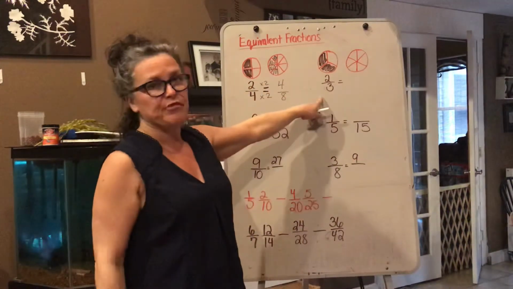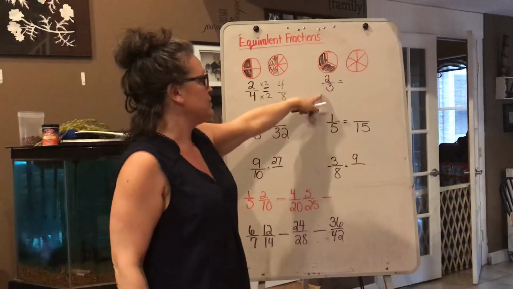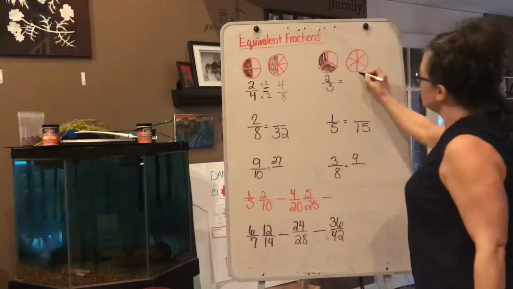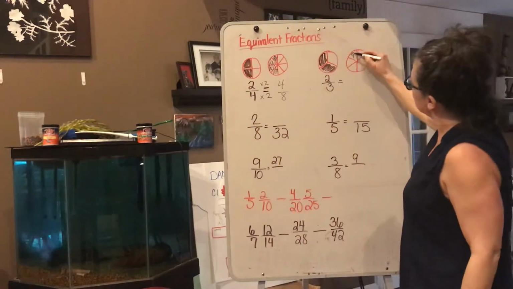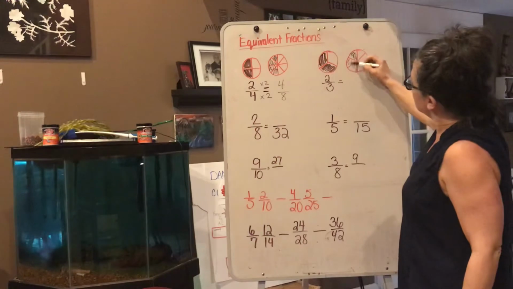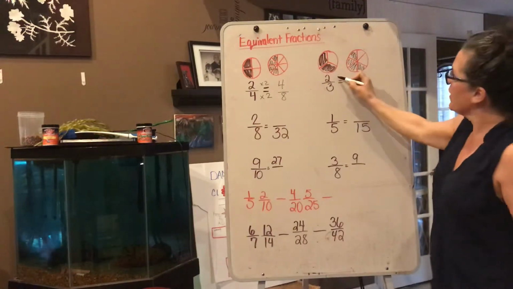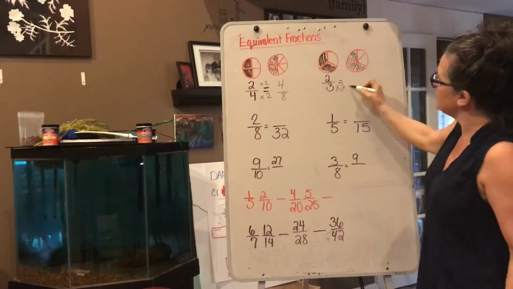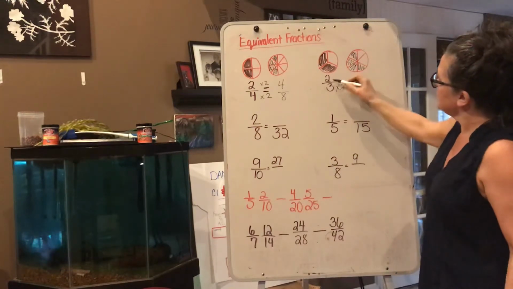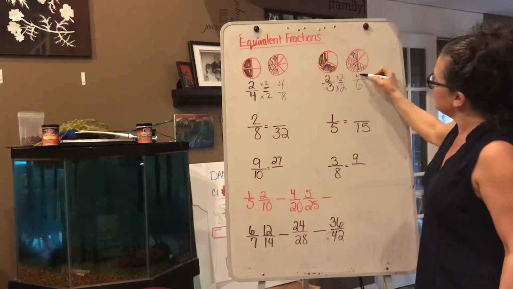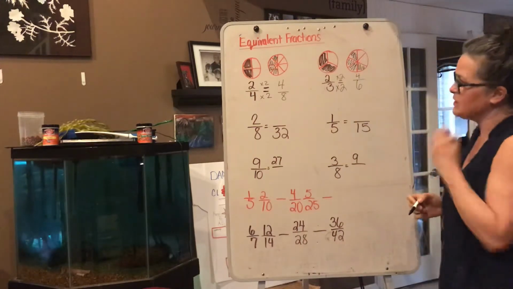I did another one over here for thirds. So we have 2 thirds. And if I double that, I'm going to turn it into, let's see, 4/6. And the way I can do that is I say 3 times 2 equals 6. 2 times 2 equals 4. All right, so that's the easy one.